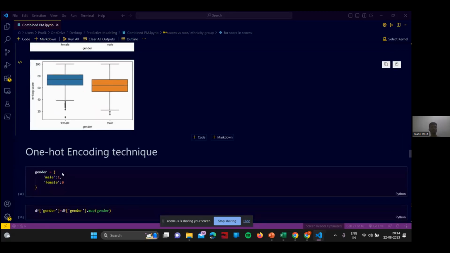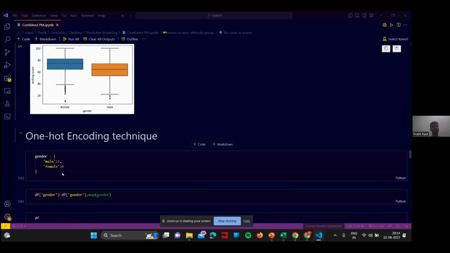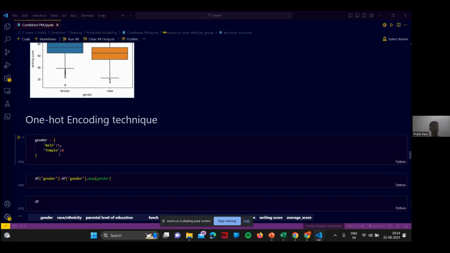One hot encoding is the technique that converts categorical data into numerical data, because machine learning cannot understand categorical data. That's why we convert the categorical data into numerical data. That is gender, male and female.